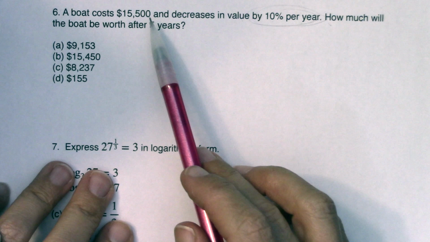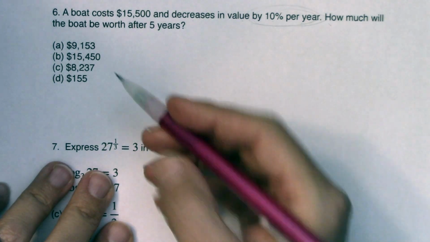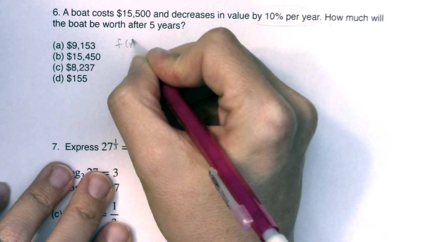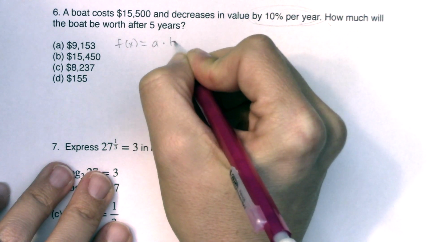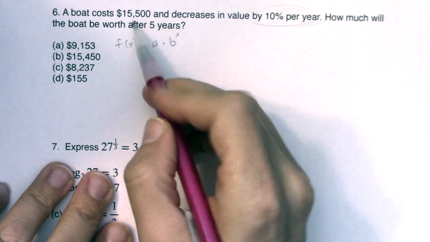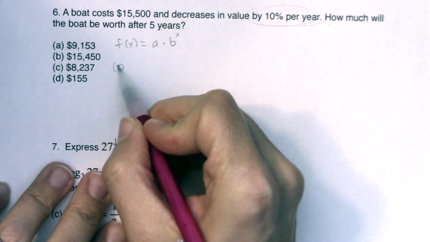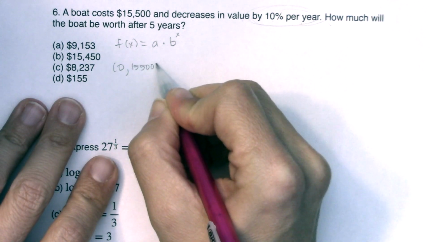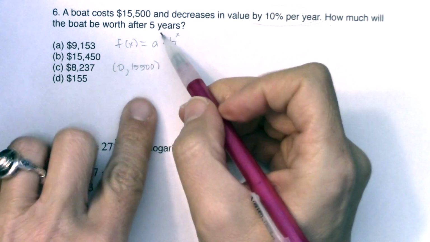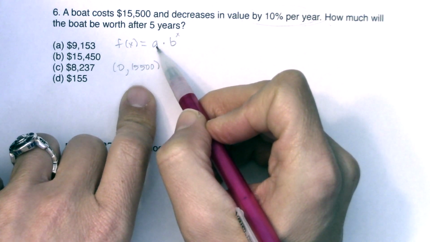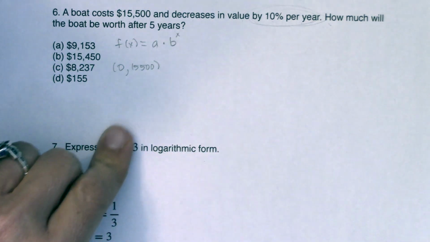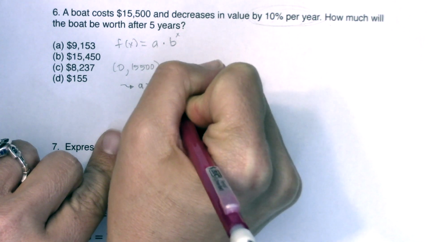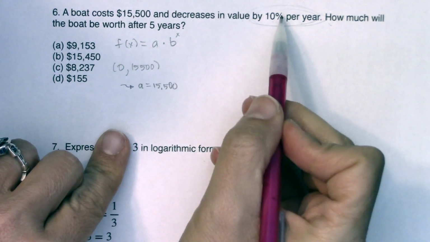All right, and your initial value was $15,500. So what I can read off of this is that I have some sort of exponential model. My initial cost, when time was 0, my boat was worth $15,500, which is a great ordered pair to have because I automatically get my A value, my initial value. So this is going to tell me here that A is $15,500.